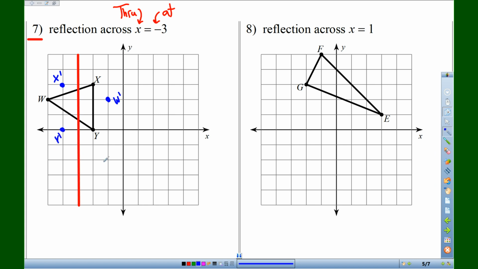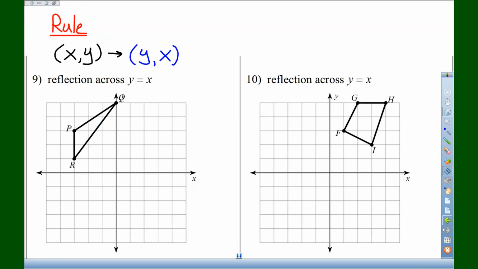Okay, so I went through that kind of quick, but feel free to pause the video. When you connect your dots, you should see something that looks nice and symmetrical. So if you want to try out maybe 5 and 6, 7 and 8, feel free to pause the video for now. I got one more I want to do.